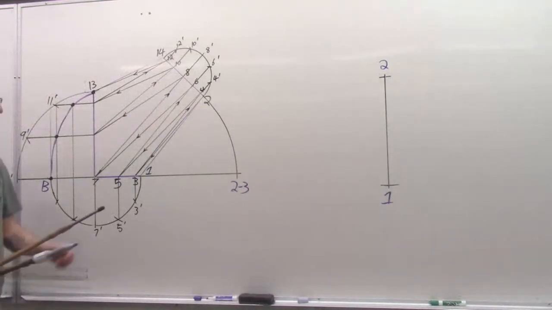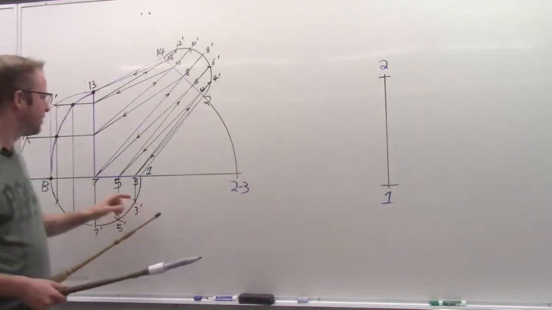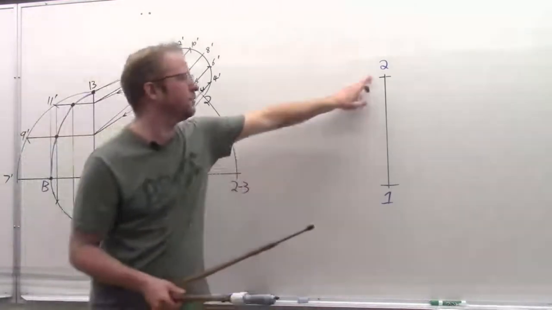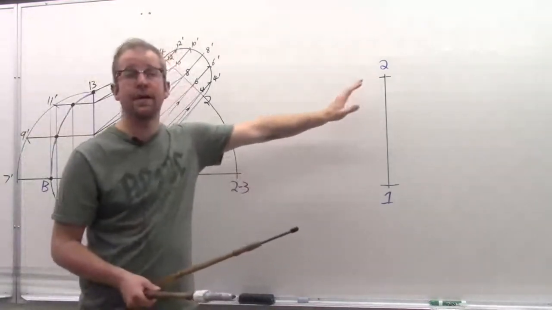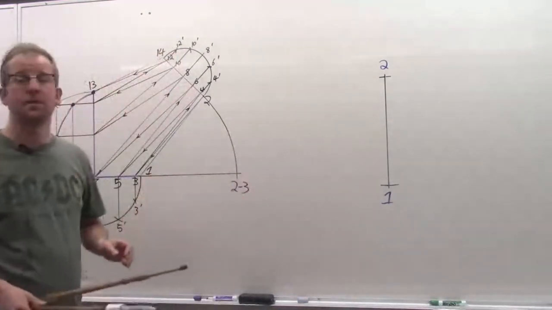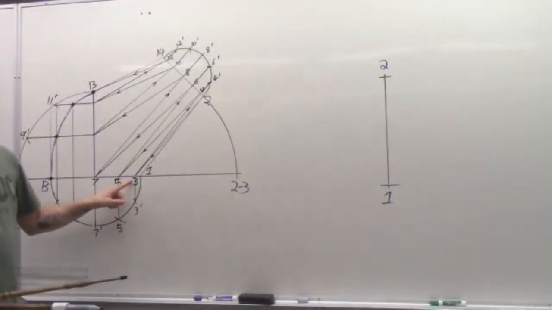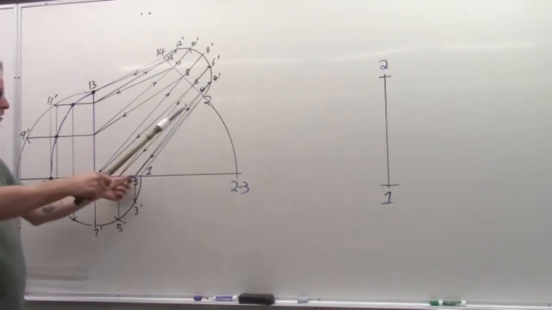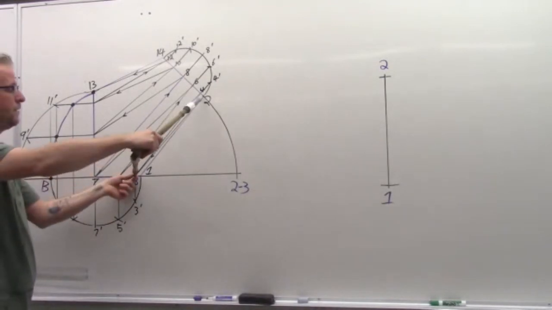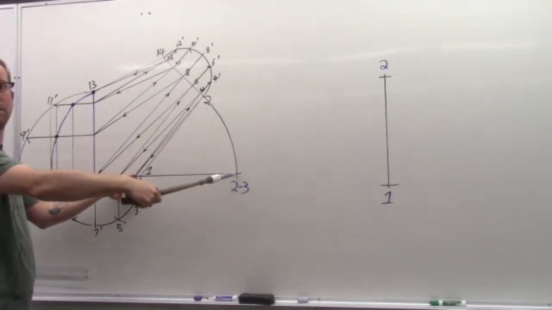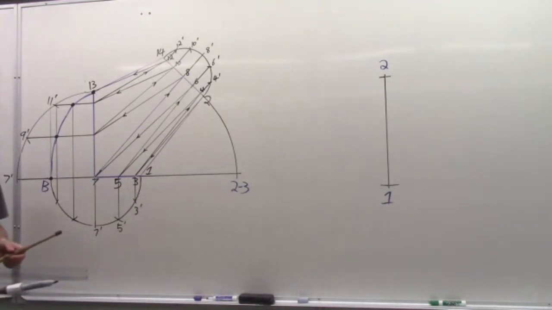Sorry, where did you start again? When you're swinging from, so I went from 1 to 2. That was a true length. I pulled it off of my side elevation. Now I need to get point 2 to point 3, so you go on 3 and you swing. So I go 2 to 3, and I swing that down to there. Okay.